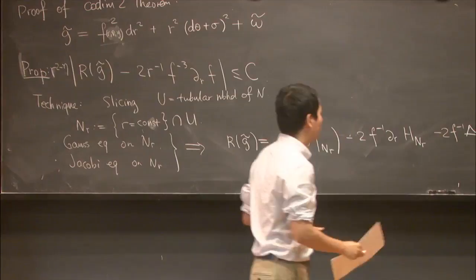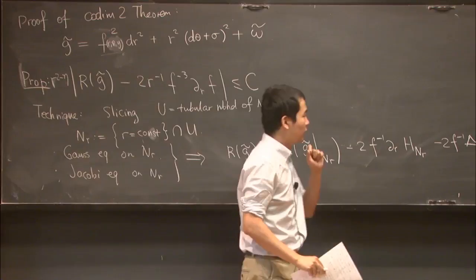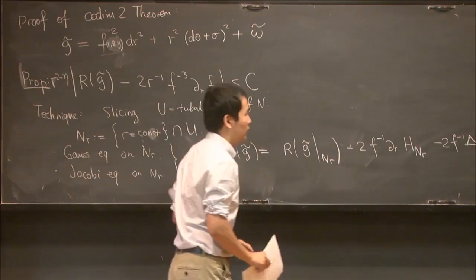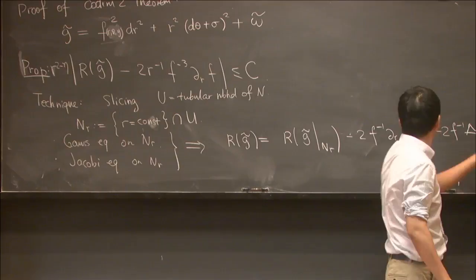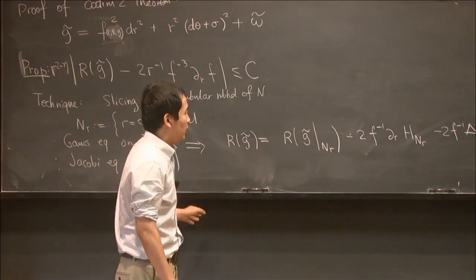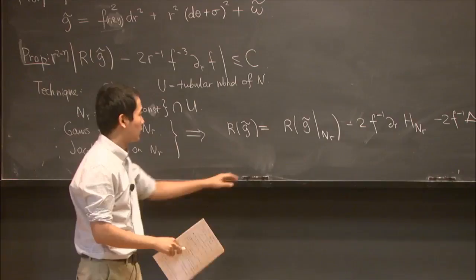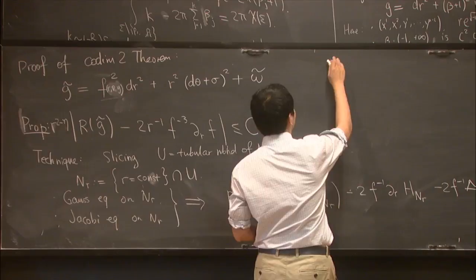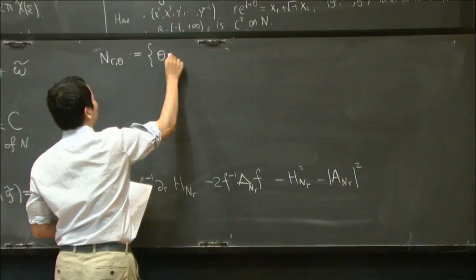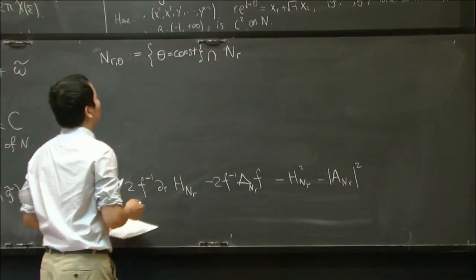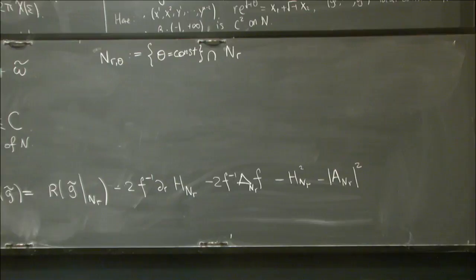Okay, so staring at this, we can explicitly calculate what H and H_{N_R} are. It's some calculation. In particular, these terms are all bounded. These are not singular terms. And we want to argue this is a singular term. So we need to calculate this again, the scalar curvature of the restriction of the metric on N_R. What we did in reality is to use another slicing, theta equals to constant intersecting N_R, and use the same trick again. After these two slicings, the scalar curvature can be expressed sort of easily, and you can see this is the only singular term.